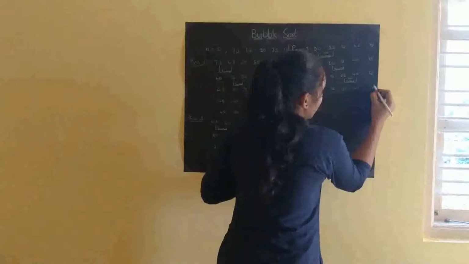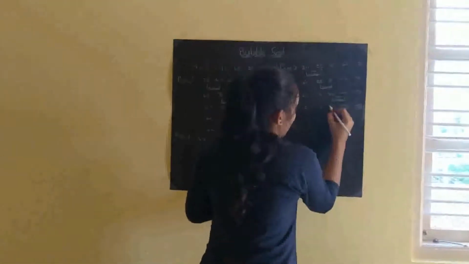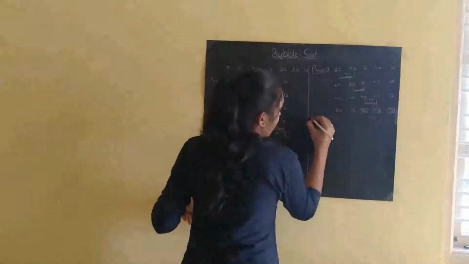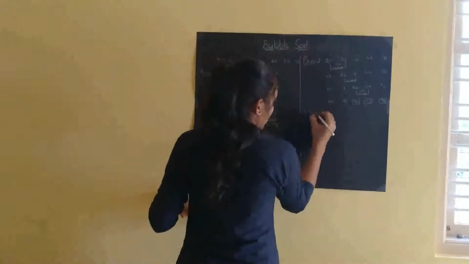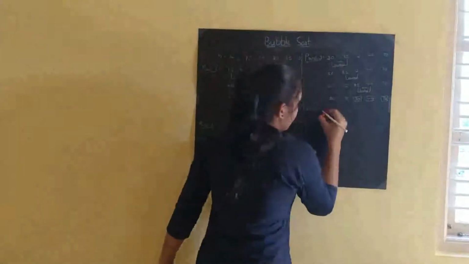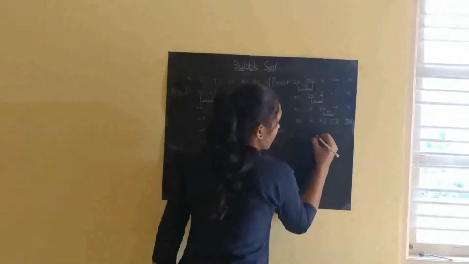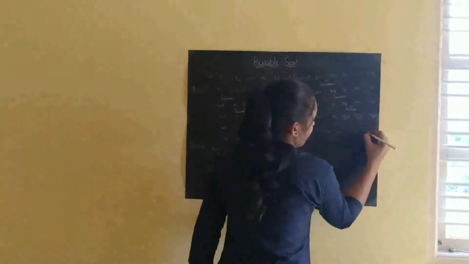So we don't want to compare. And we observe that the last three numbers are in ascending order. Next we go with the pass four. And we have elements 20, 12, 35, 46, 72.